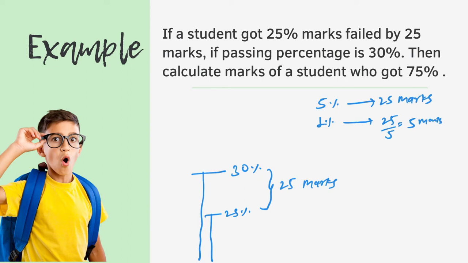But the question is asking for 75% marks, so I can directly calculate 75%. I already know the 1% marks, so 75% is 5 into 75. That is 375 marks. So I can calculate directly this way also.